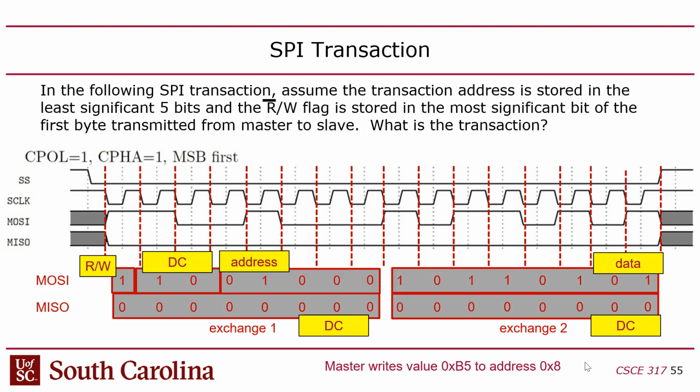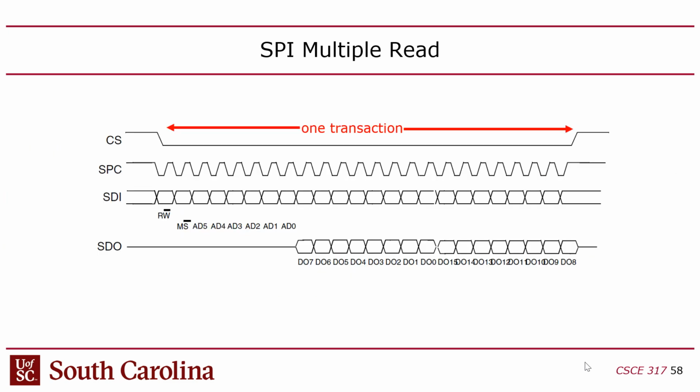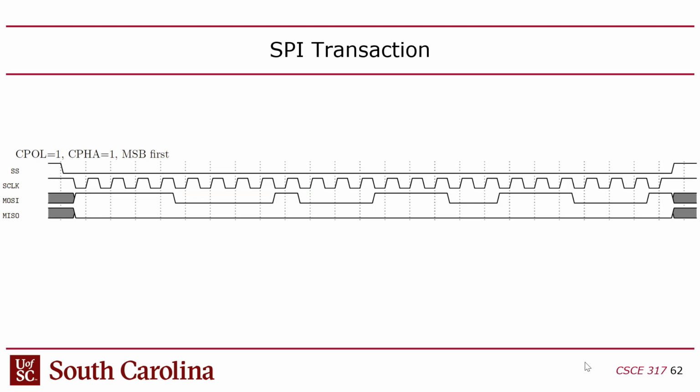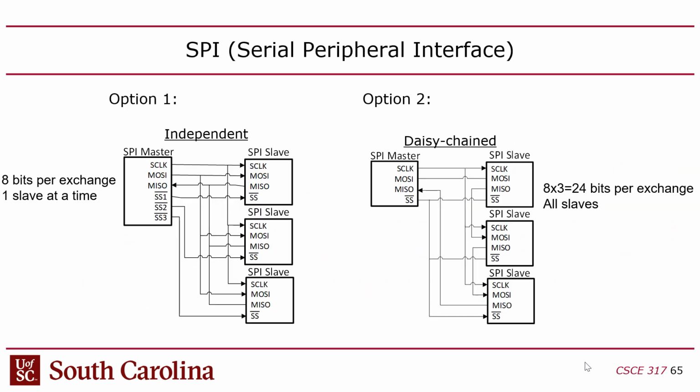Okay, and then the multiple reads is where you have a streaming bit, and you can do multiple reads or writes. We had covered that in the lab. And then you can have multiple slaves with SPI, but you have to decide whether you want to do separate slave selects or one slave select with a daisy chain, where you basically treat all of these guys as one, right?